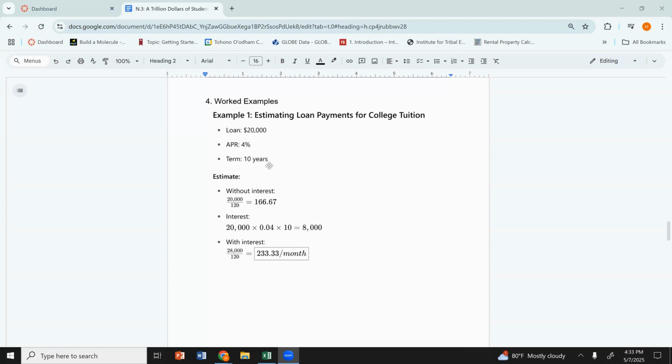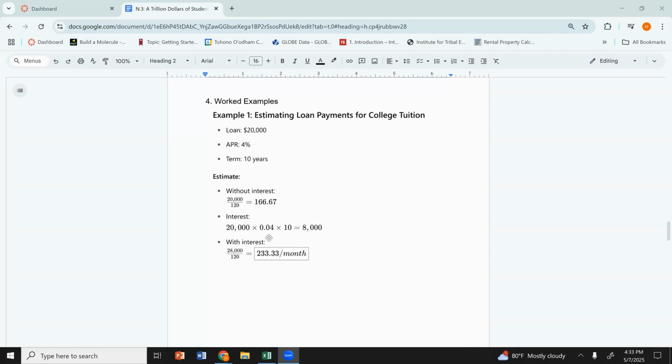We can quickly estimate without interest. So 20,000, and you want to pay that in 10 years. So 12 months in a year, 12 times 10 is 120. So 20,000 divided by 120 is 166.67. Okay, so that's what you pay if you were to pay the 20,000 in 10 years without interest.